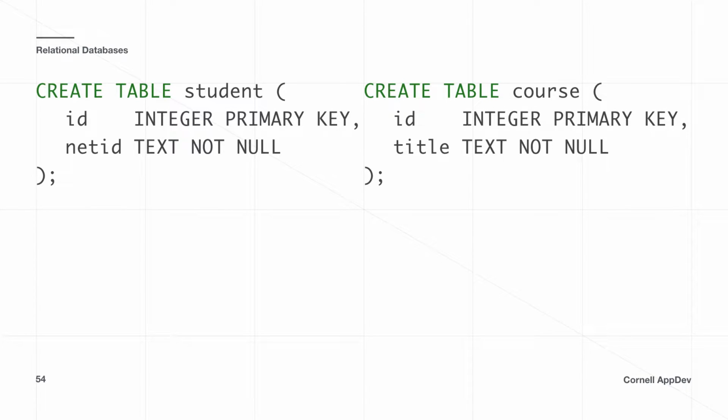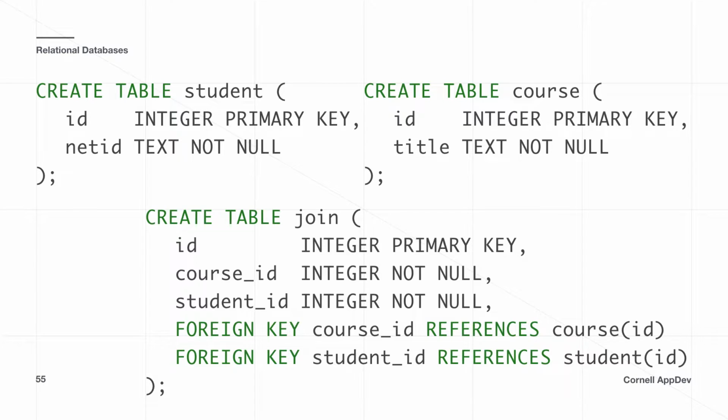Okay, so what does this look like in SQL? We have our 2 tables for students and courses. They both have an ID, and then students have a net ID, say, and courses will have a title. Now, how do we create this join table? We want to do something like this.